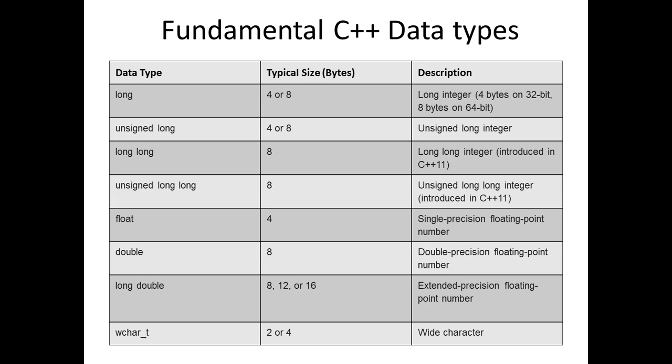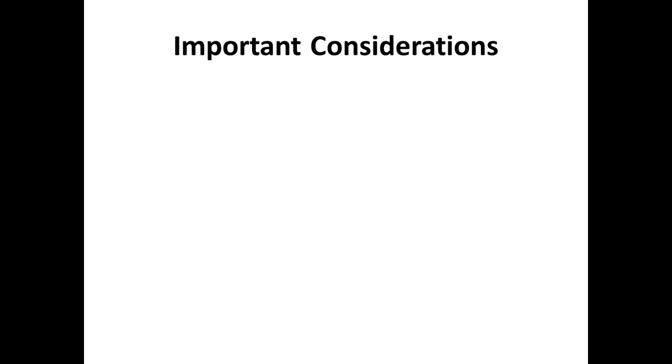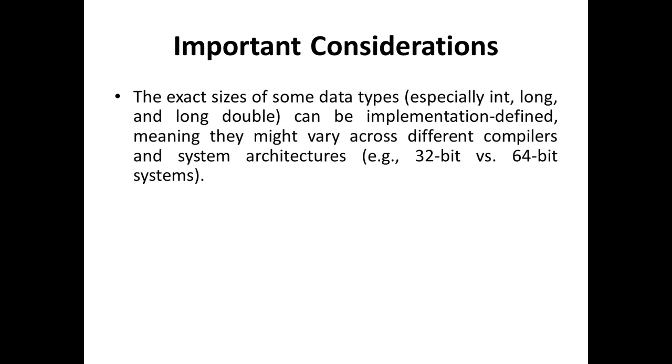Then we have long double. Long double can be either 8, 12, or 16 bytes. It is the extended precision floating point number. Then we have the wide character type, which can either be 2 or 4 bytes for wide characters. Okay? So let's see important considerations in handling data types.